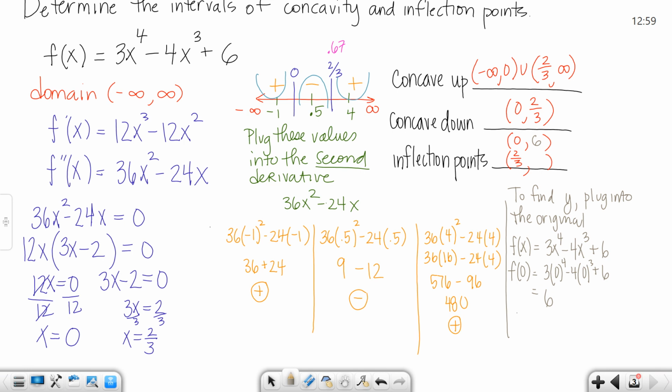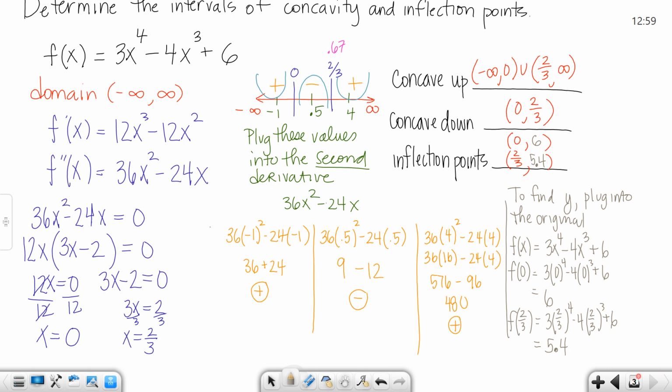Let's plug in the point 2/3. Now, I put this in as a decimal. So you'd have 3 times 0.67 to the 4th minus 4 times 0.67 to the 3rd plus 6. And when you put all of that into your calculator, I think you get something like 5.4. And again, the rounding is not going to be an issue for you, so just round it wherever you'd like within reason. And that's what I would get for that answer.